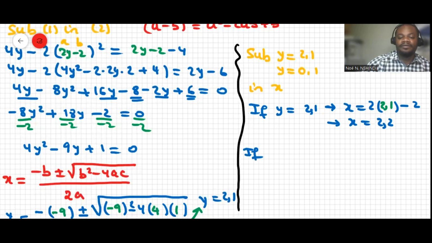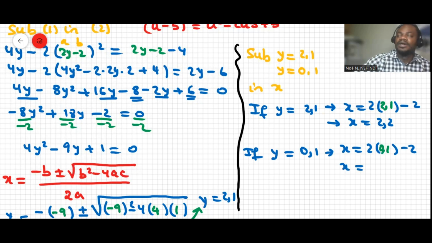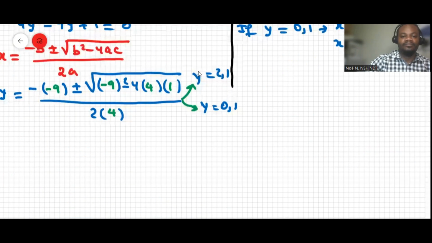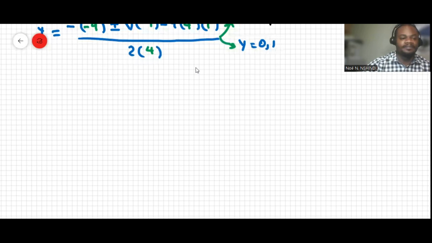Now if y equal to 0.1, that means x will be equal to 2 times 0.1 minus 2. So we sub the value of y, 0.1, and that means 0.2 minus 2 is negative 1.8. So that's the solution here for D. Then question E.